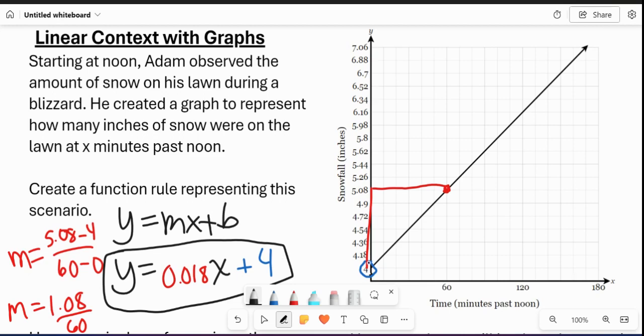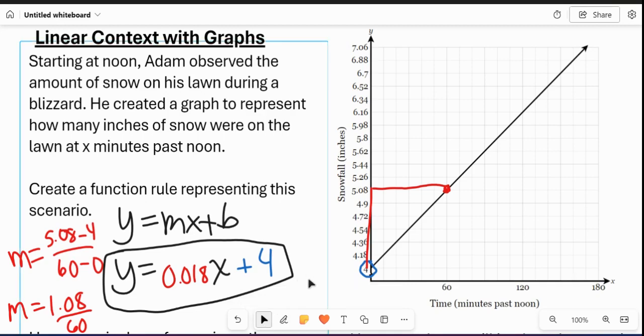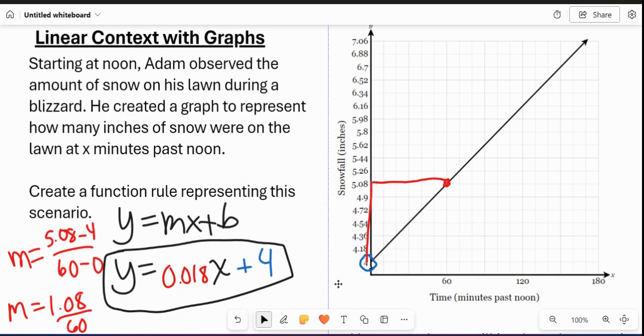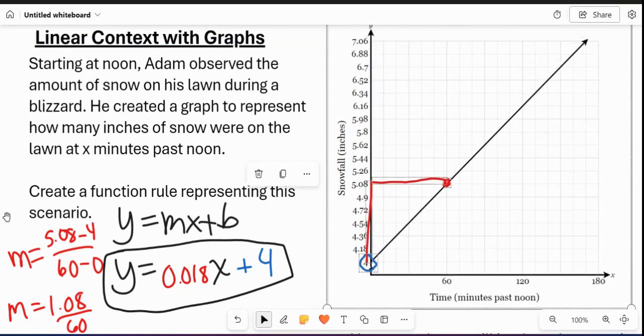So that means it starts off with 4 inches of snow on the ground at noon, and it goes up 0.018 inches every minute. Yeah, every minute past noon. Okay, so we have our function rule. Now we can answer any question regarding the scenario given the function rule. So below here, we have a couple questions.